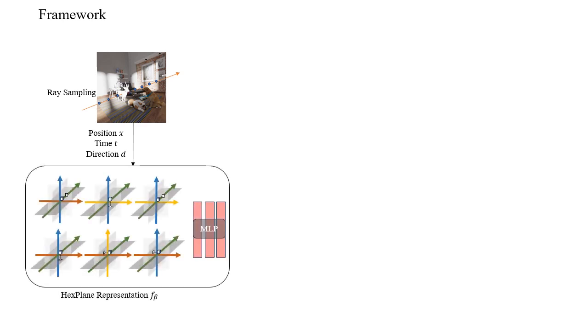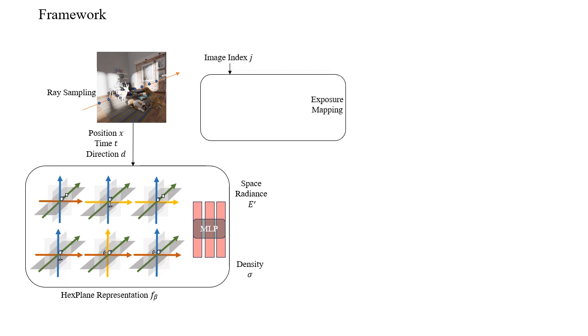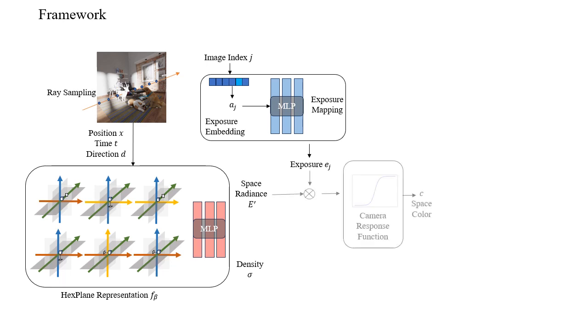The framework of the model is shown in the following figure. For a scene, we project corresponding rays and sample them to obtain the coordinates, direction, and time of each point in space. Then, we use hexplane to calculate its spatial irradiance and volume density. Meanwhile, for each index, we use the exposure mapping module to calculate its exposure value. Firstly, we use an embedding layer to calculate the exposure coefficient, and then use an MLP to adjust the embedding to obtain the final logarithmic exposure value.